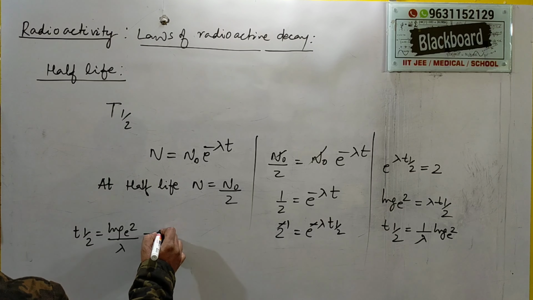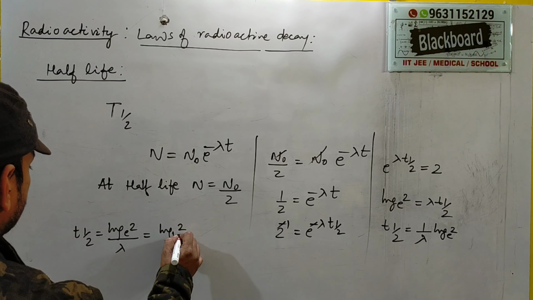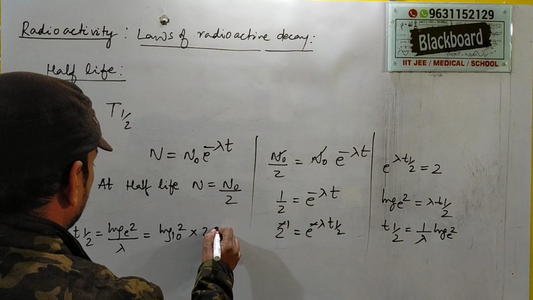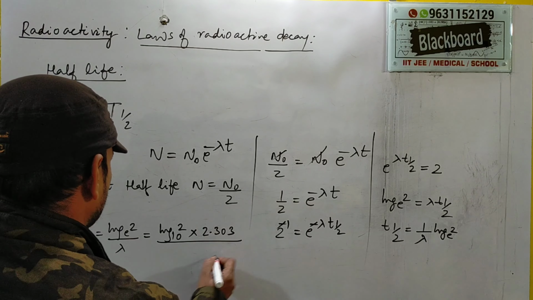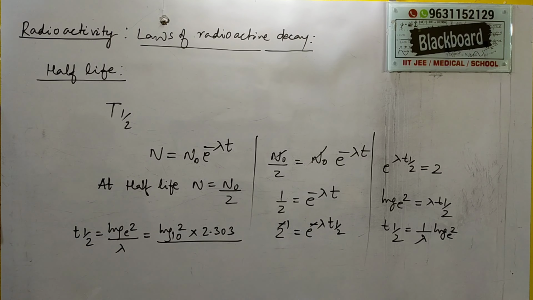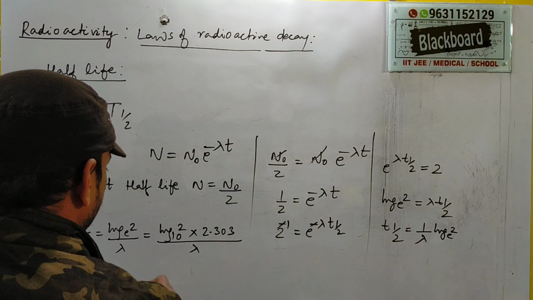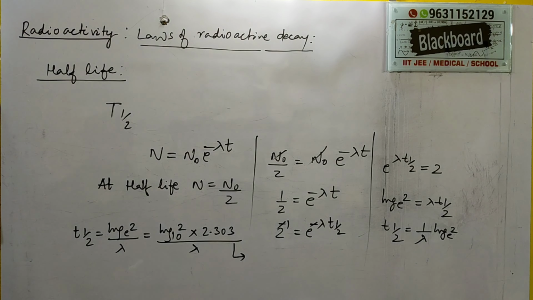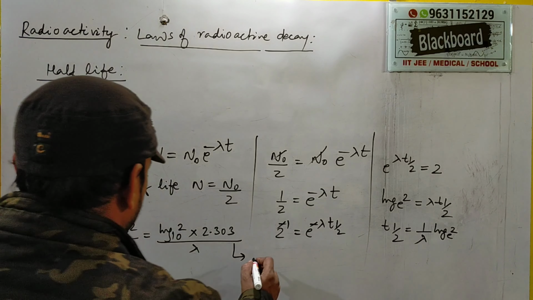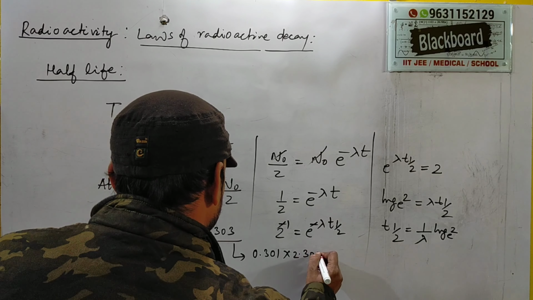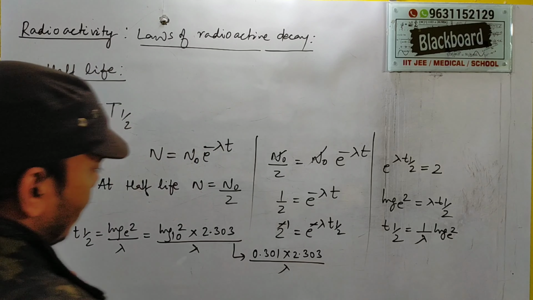That is equal to log 2 base 10 into 2.303. If we convert it into base 10, you have to multiply with 2.303 and divide by lambda. The value of log 2 is approximately 0.301. So this is 0.301 into 2.303 divided by lambda.